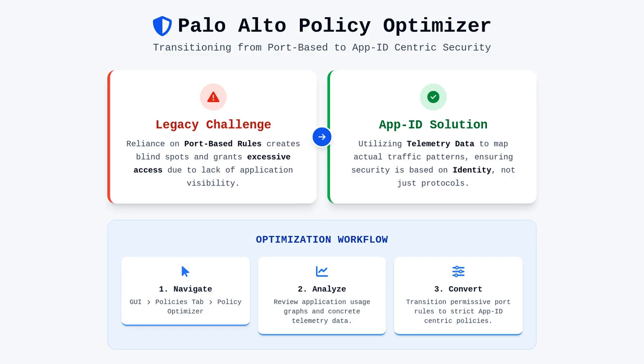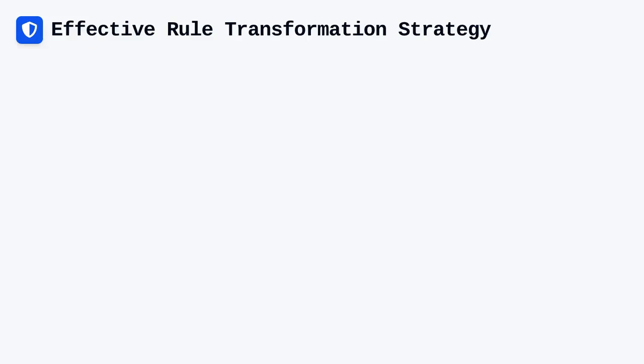The process begins by reviewing the application usage graphs generated by the firewall, which reveal exactly what traffic is hitting your existing port-based rules. Instead of making assumptions about what applications your users require, you rely on concrete telemetry data that maps the specific applications detected during active sessions. Transforming a rule effectively requires a measured strategy to ensure that security is improved without disrupting legitimate business continuity.